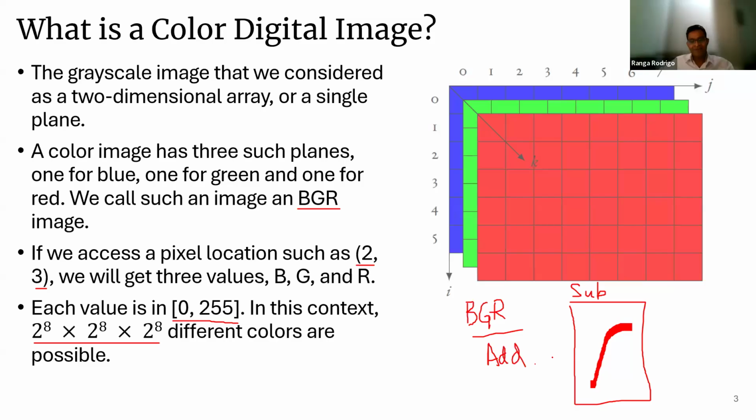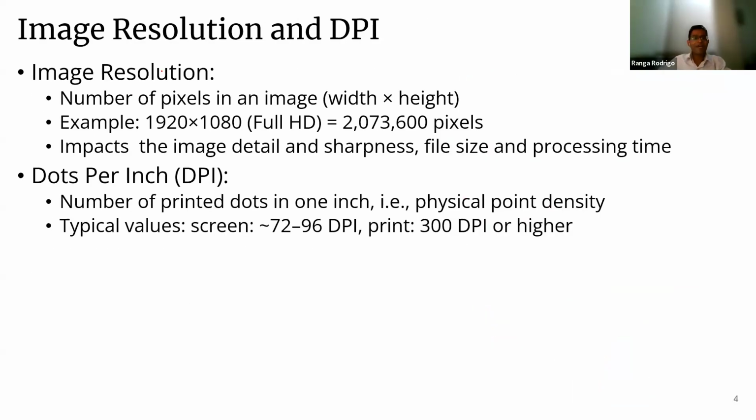So additive colors. I hope you can see the difference. In a TV also, it's BGR. Why don't I say RGB, not BGR? That I'll tell you very soon. Okay, so now once again, image resolution: the number of pixels in an image, its width and height.